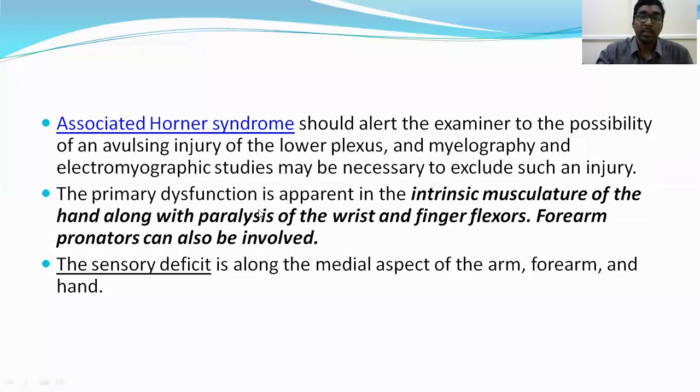So the primary dysfunction is apparent in the intrinsic musculature of the hand, along with paralysis of the wrist and finger flexors, and forearm pronators may also be involved. The sensory deficit is along the medial aspect of the arm, forearm, and hand. Okay.